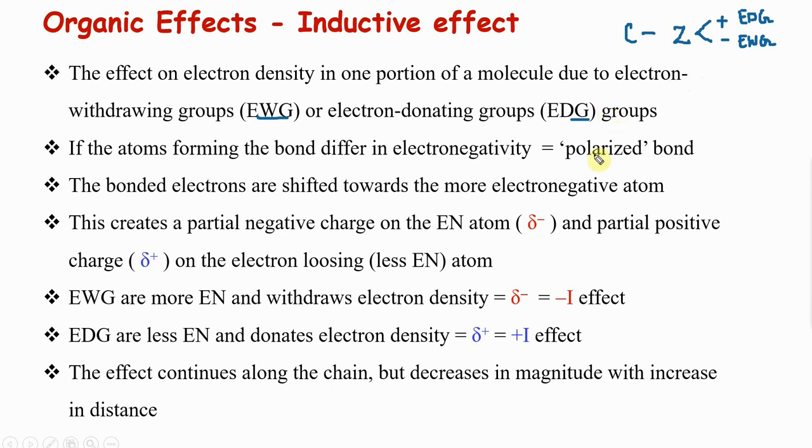So this happens only when the bond is polarized, meaning if there is a bond between A and B, there has to be a difference in electronegativity. If there is no difference or very minimal difference, you cannot talk about this effect.